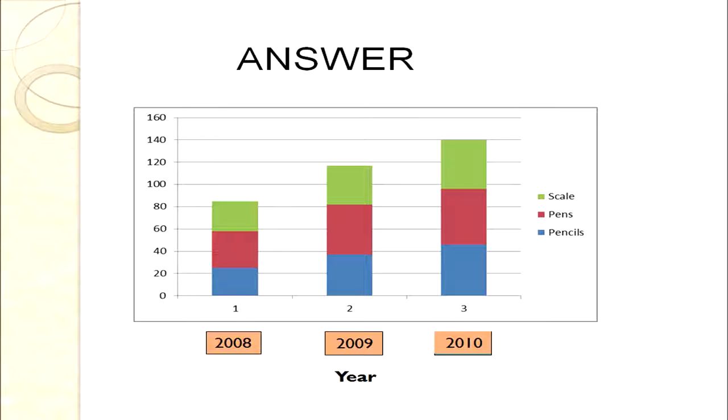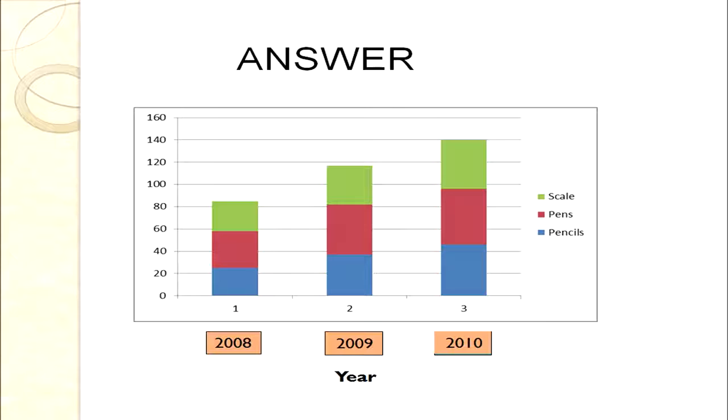Likewise, for year 2009, I am repeating once again: first make a line for the pencils, whatever the data value is. Then add the value of pens to the pencils value, and you will get a cumulative value. You will again draw a line and the leftover is scale. Likewise, you are going to draw the component bar diagram.